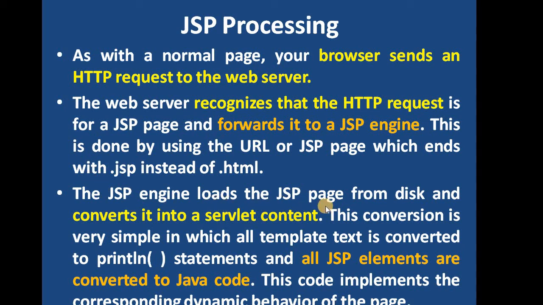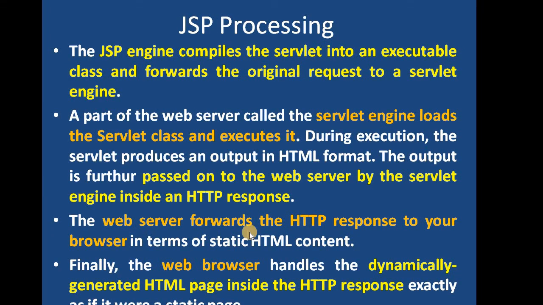The JSP engine loads the JSP page from the disk and converts it into servlet content. This conversion is very simple, in which all the template text is converted to println statements, and all the JSP elements are converted to Java code. JSP elements like directives, scriptlets or expressions are all converted to simple Java code. And this code implements the response and the dynamic behavior of the web page.